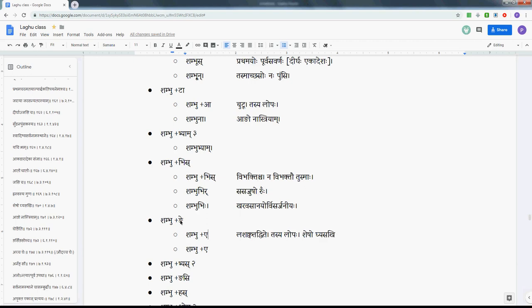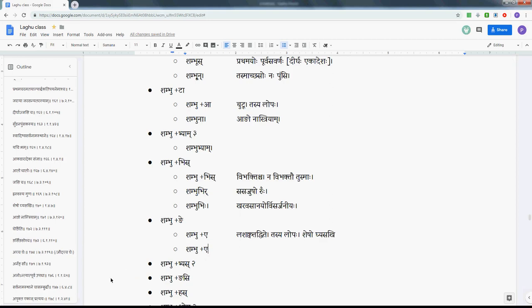When Nit Lakara, A is not Nit Lakara, sorry. Always when I say Nit Lakara comes to mind, because in Tinganta, lot of Lakara rules are based on whether they are Nit or not Nit. Tit, Nit, Ityadi. So they are used to saying Nit Lakara. Bad memory rather. So Shambhu plus A. A is what? It is Nit. Nit Pratyaya.